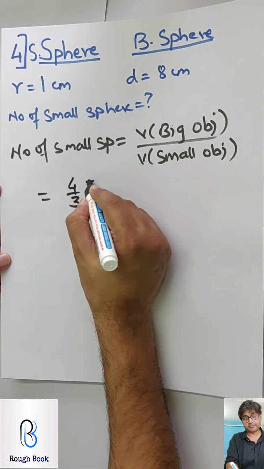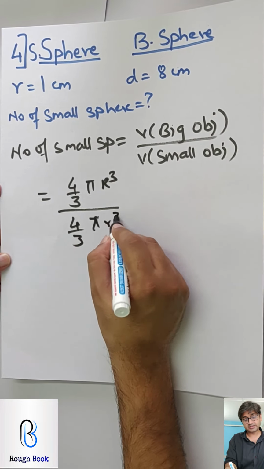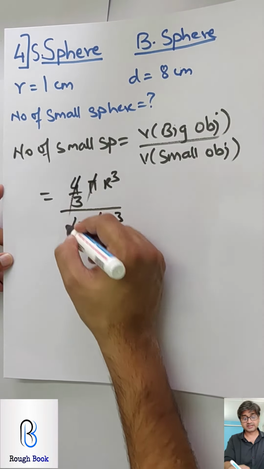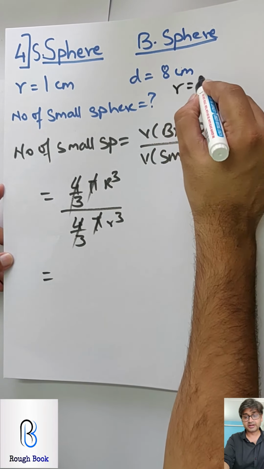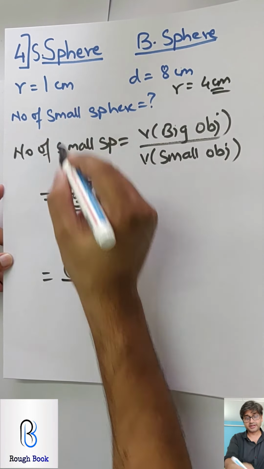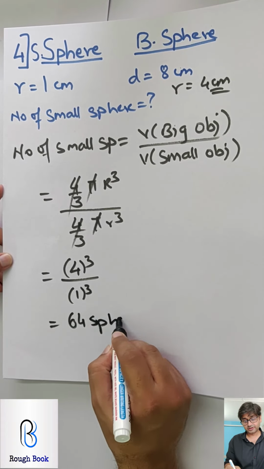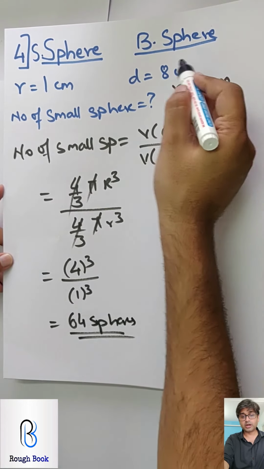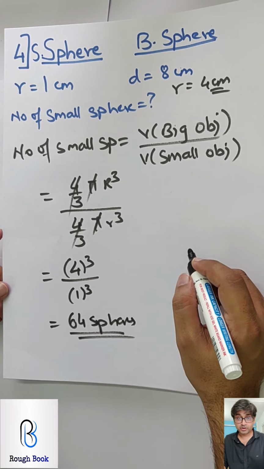So 4 upon 3 pi capital R cube, 4 upon 3 pi small r cube. Pi gets cancelled. 4 by 3 gets cancelled. This radius we'll have to find. So radius will be 4. So 4 cube and radius here is 1 cube. So my answer will be 64 spheres. So from the big one, when the smaller ones are being made of 1 centimeter, you get 64 spheres.